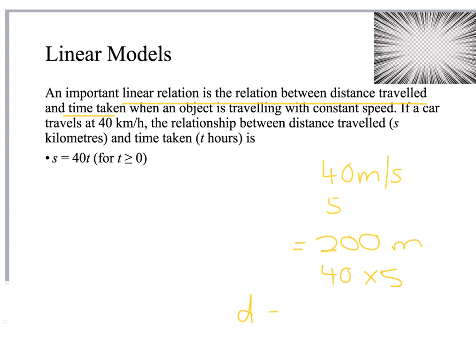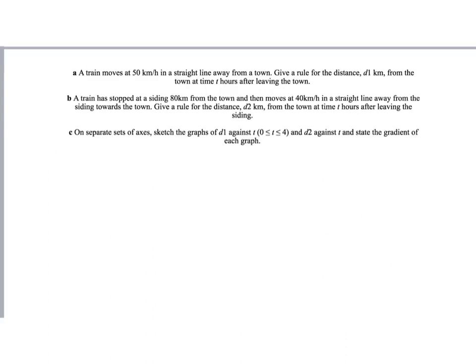It's using the fact that we've got a linear model now, a relationship between two different variables only raised to the power of 1. So we've got a very simple example of that here. We've got a car travelling at 40 kilometres an hour, not 40 metres per second. And again, the relationship will just be that the distance travelled equals 40 times the time. Let's go into a bit more of a detailed example.